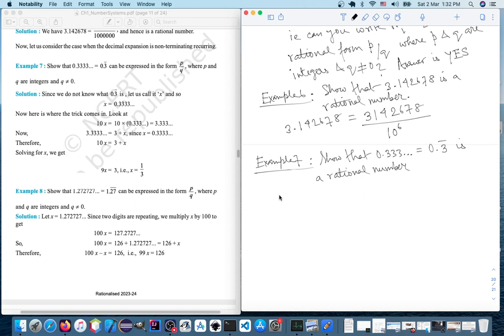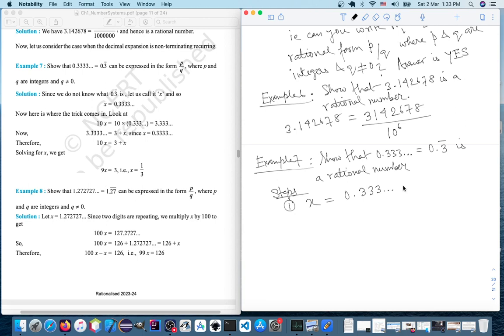Now for this, the steps are: first you write the number as it is. Let's say we call the given number x. So we write x equals 0.333, and definitely it will never end. The digit 3 will be repeating, so we also give the dots.